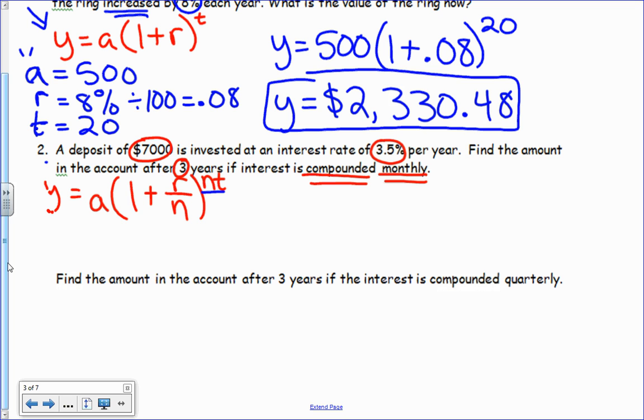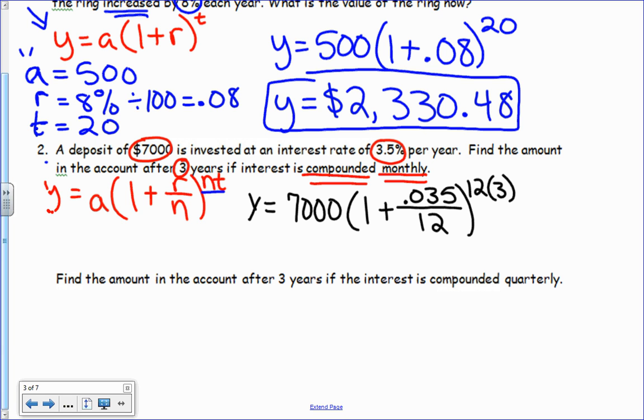So, here we go. We've got y equals, the a value is 7,000 times 1 plus the r value is 0.035, not 0.35, 0.035. And this is monthly, so it's over 12. And the exponent is 12 times 3 because it's n, which is 12, times t, which is 3. And again, this is money, so when you punch it in, round to 2 decimal places. Go ahead and do that.